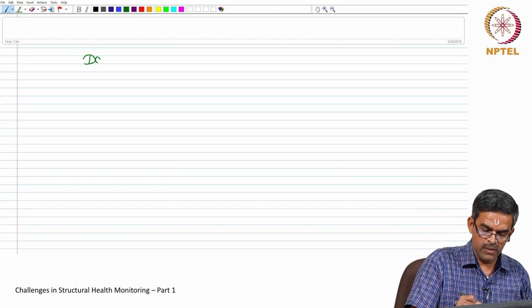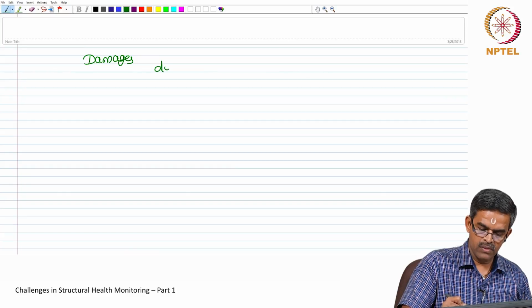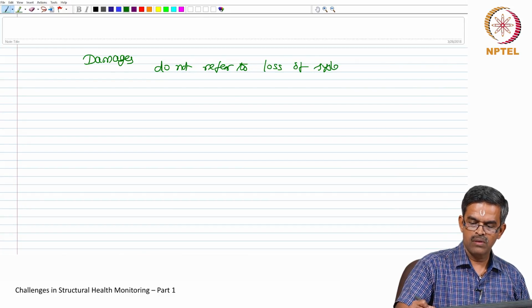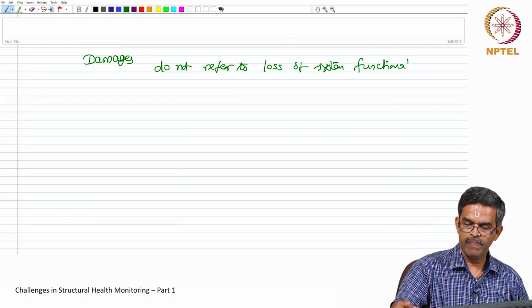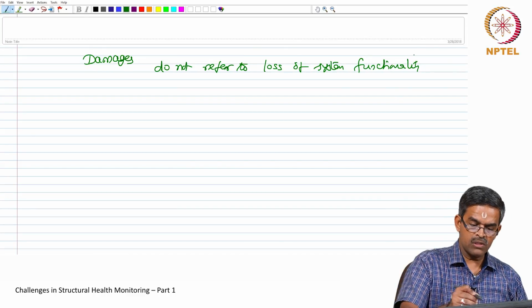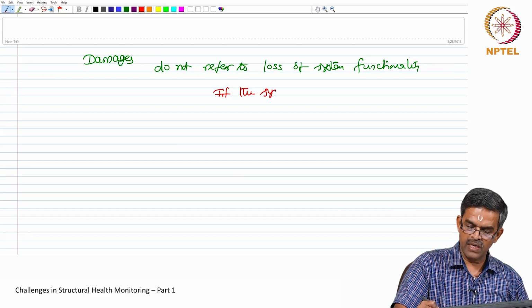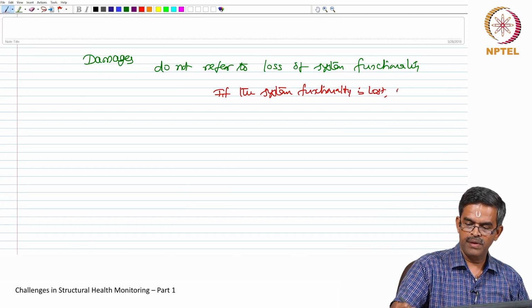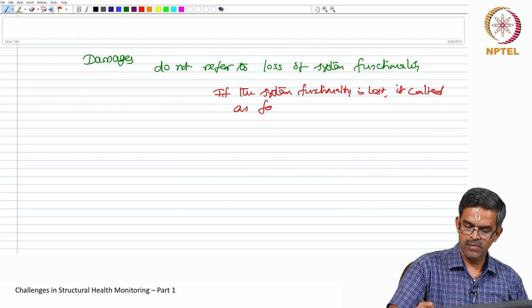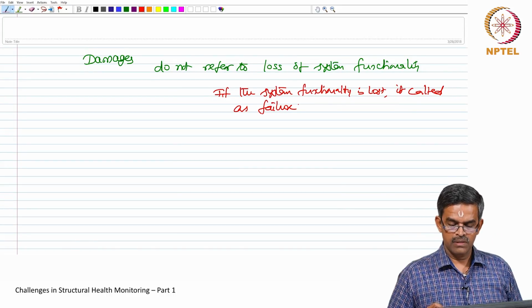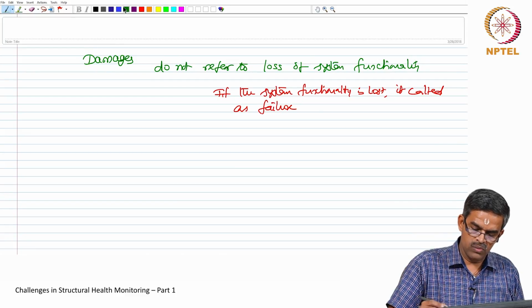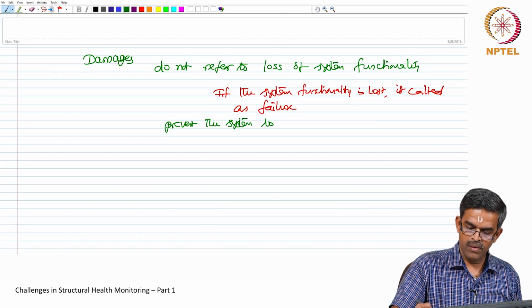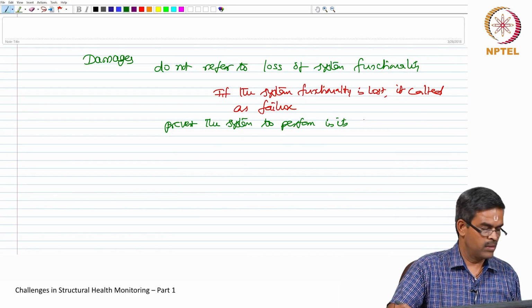It is very important to note that damages do not refer to loss of system functionality. If the system functionality is lost, it is called a failure. Please understand the difference between damage and failure. Then what do damages do? Damages prevent the system from performing in its optimal manner.